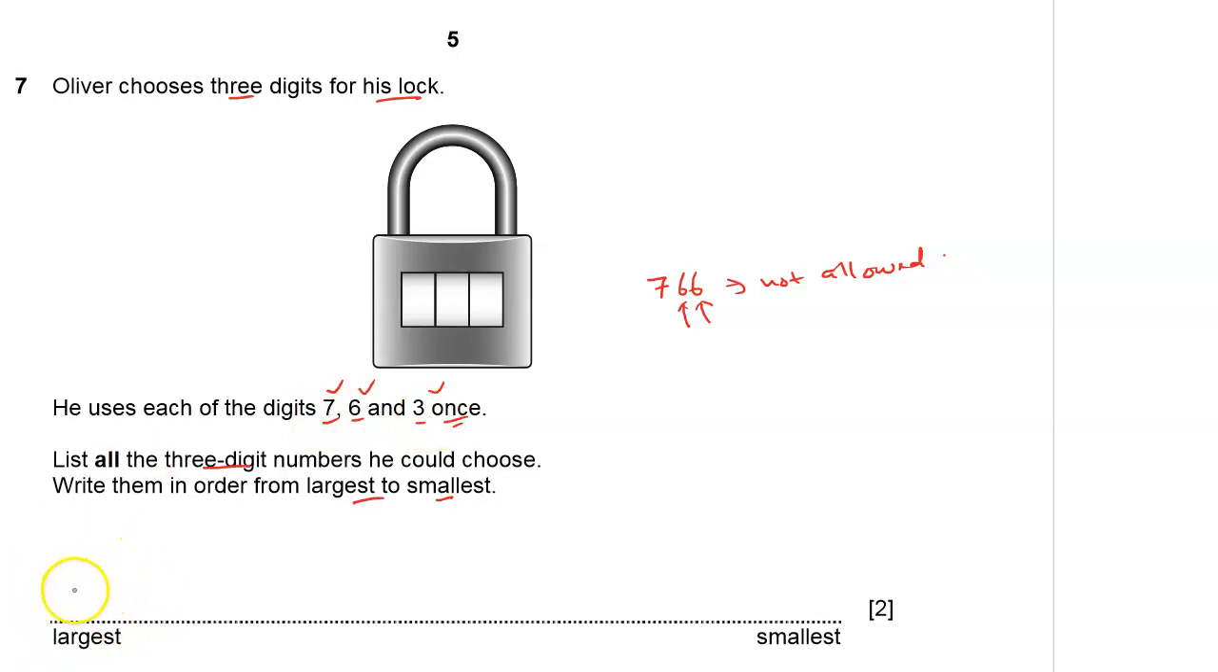The largest 3-digit number that he can come up with using these 3 digits, 7, 6, and 3, is 763. The next number should be 736, followed by 673, followed by 637. Next should be 376, and lastly should be 367. So the largest number is 763, the smallest number is 367.